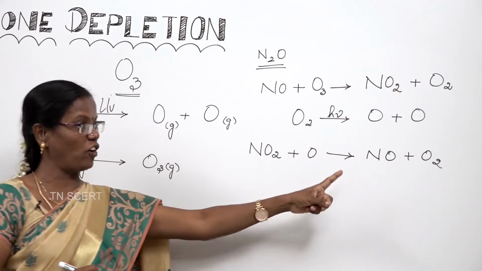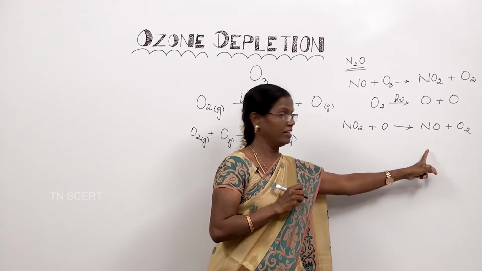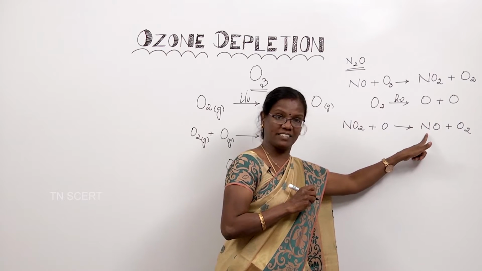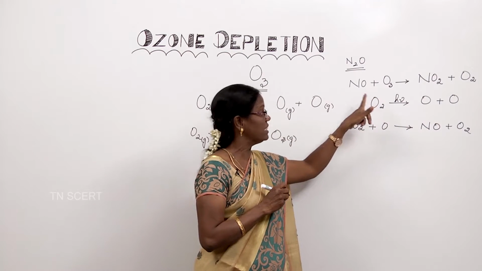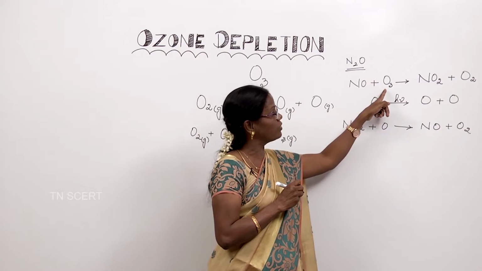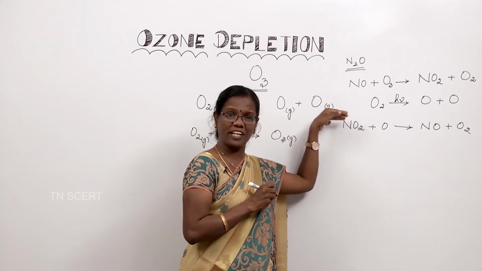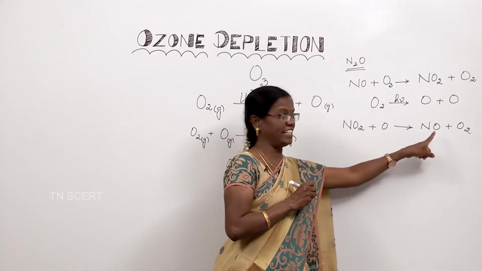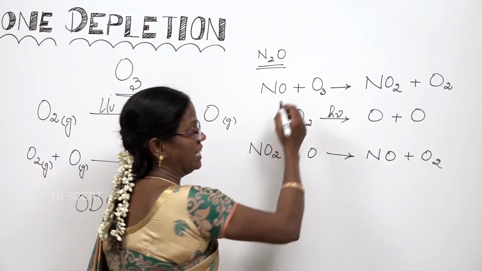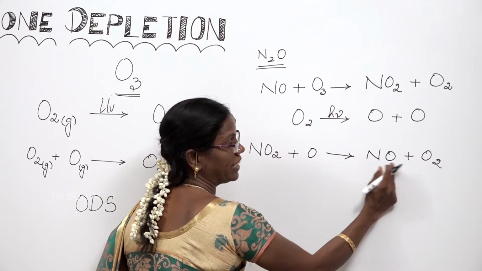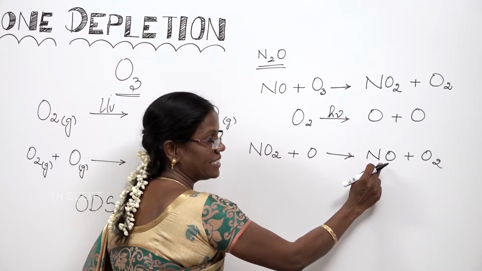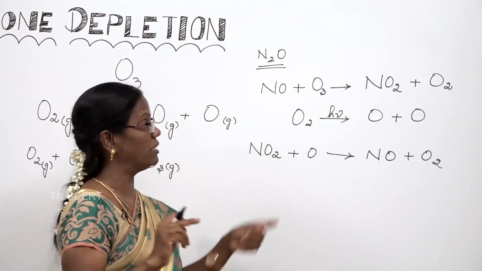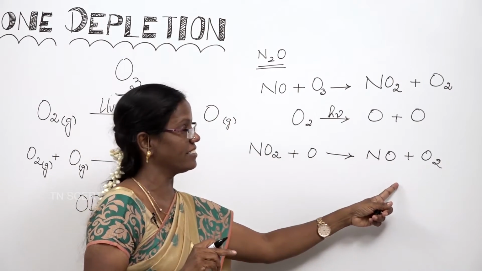See, this nitric oxide is the only problem. This is the substance that reacts with ozone. This nitric oxide reacts with oxygen, a series of reactions occurs, and again nitric oxide is formed. So ultimately nitric oxide is formed. See, this nitric oxide is responsible for these reactions.